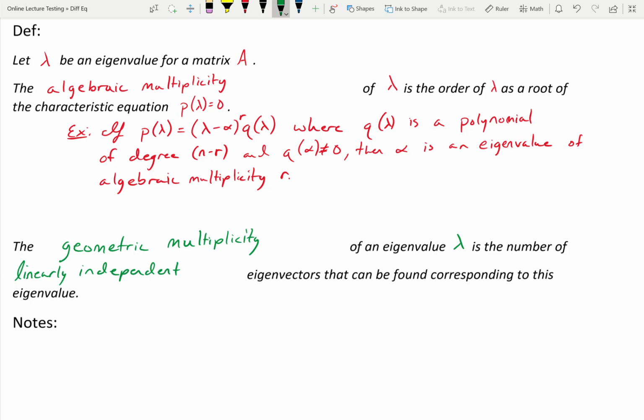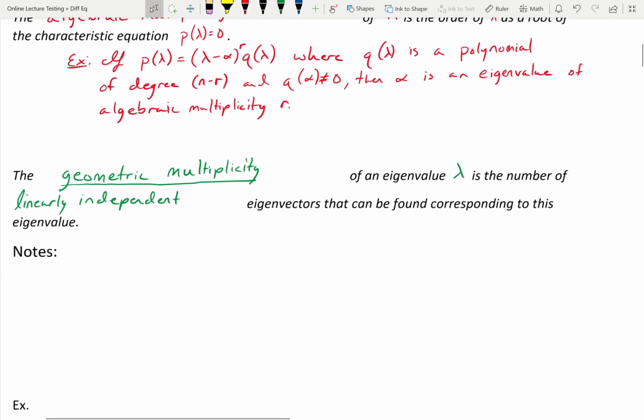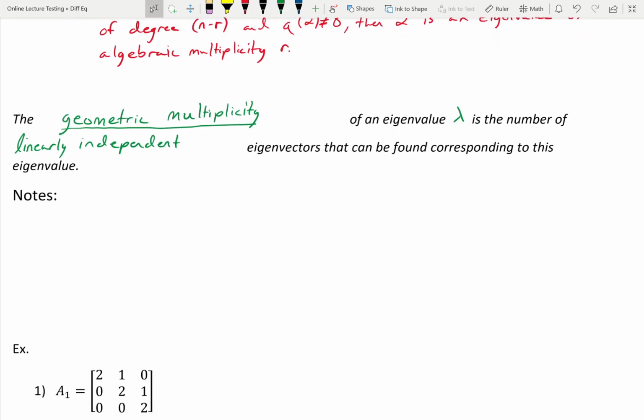Now, a couple of cool notes come from this. Again, geometric multiplicity is the number of linearly independent eigenvectors associated with the eigenvalue. Algebraic multiplicity is the number of times it was repeated from the characteristic equation. Some notes we want to make about this, and we have talked about this before: a matrix A has a full set of eigenvectors.